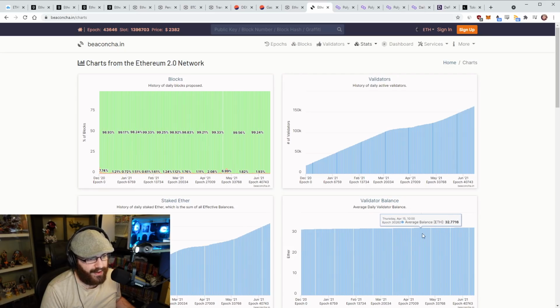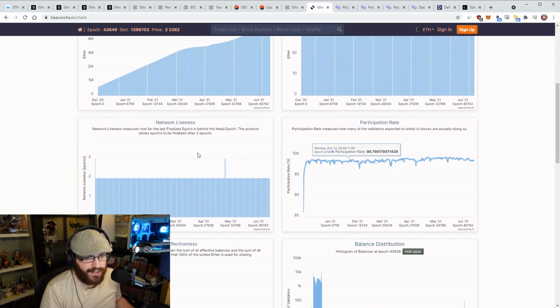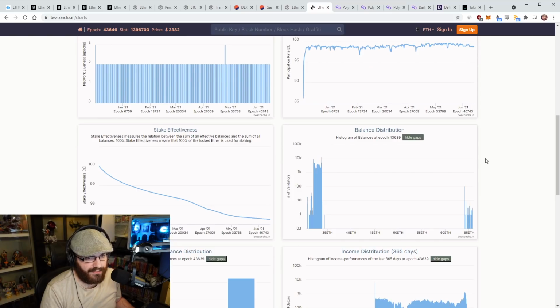You can see that the average validator balance has been going up over time, of course, as people earn more rewards. The average validator balance is at 32.9 ETH right now. So people have made 0.9 of an ETH per validator since December 1st, which is pretty cool to see there. And then you can see other things like the participation rate is still trending pretty solid here. We got over 98% participation rate, which is what we'd love to see here.